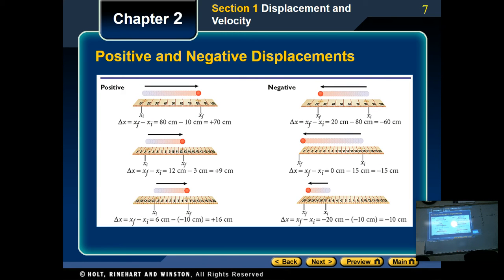So again, this object is moving from right to left, that is negative. This object is moving left to right, that is positive. And so it tells us that those on the right are moving to the left or west.